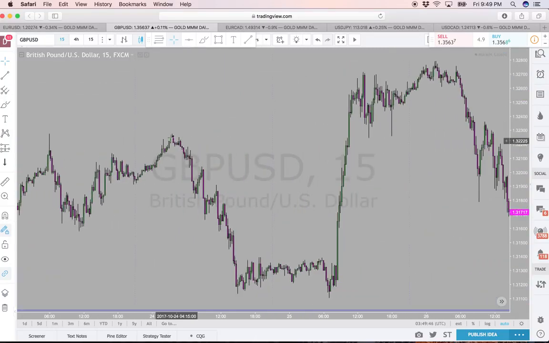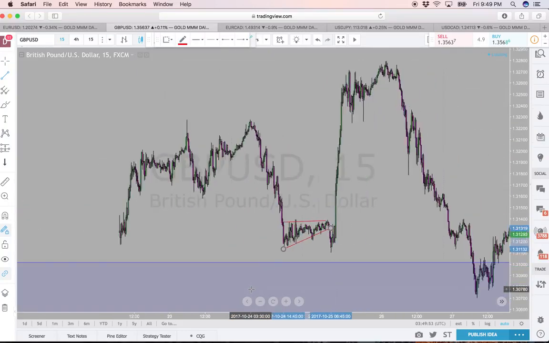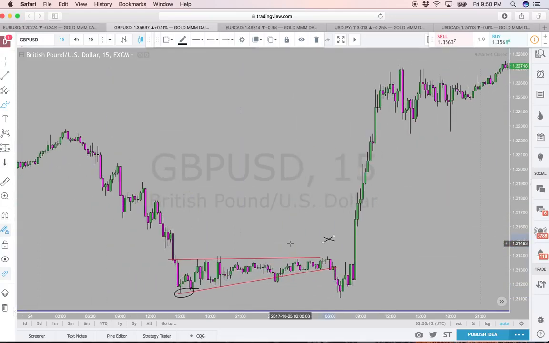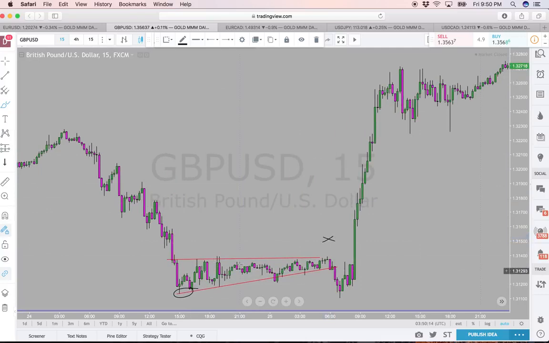Now, here's our signature trade. Let's say we saw this play out. Why would we take this? Why would you take this trade? Not only are the dealers trapping liquidity at the low of the previous day, which is right here, the low of the previous day, if today is right here. So dealers are trapping at the low of this previous day, and they continued to consolidate.